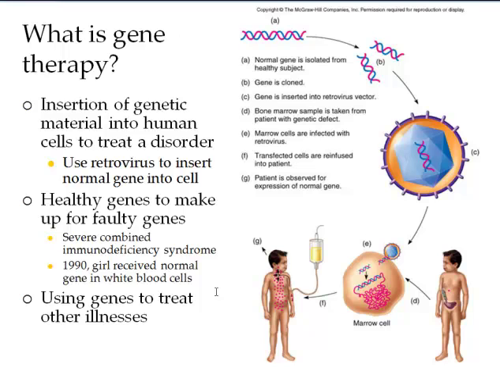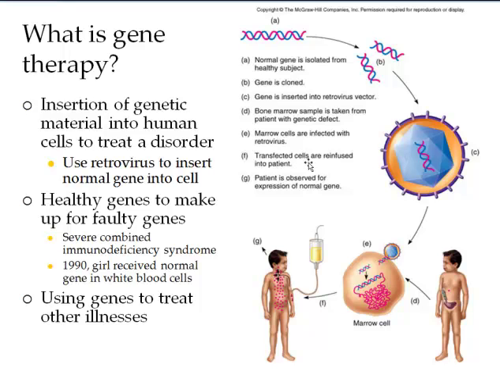Here is an example of gene therapy in which human gene material is inserted, and we use a retrovirus. Retroviruses are viruses that insert into a gene. They're actually RNA viruses, and they can be used for cloning purposes. For example, up here on the first image, you can see the normal gene is isolated from a healthy subject. Gene B is cloned, and the gene is inserted into a retrovirus. A bone marrow sample is taken from a patient with a genetic defect. Bone marrow cells are infected with the retrovirus.